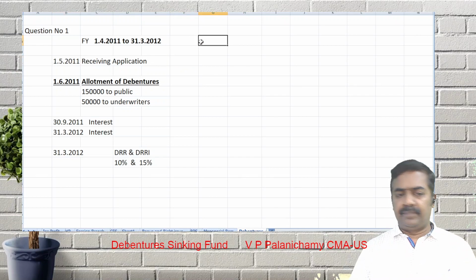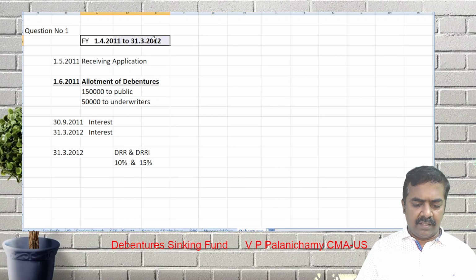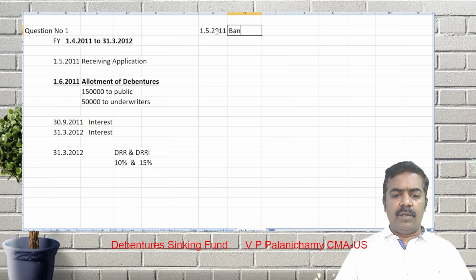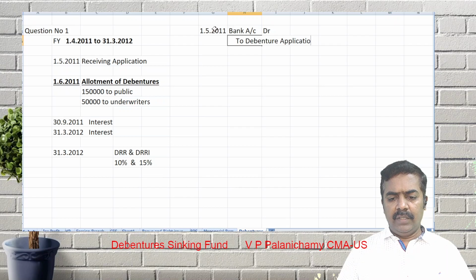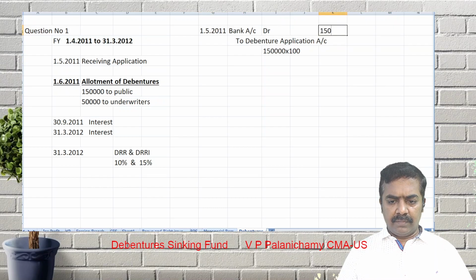Okay, start. This order need not be written in the exam. This is only for your understanding, the order of journal entries. Wait, listen. On 1/5/2011, this question you have to understand. What is the entry you will pass? Bank account debit to debenture application account. How much debenture application would have come? 1,50,000 into 100 will come to 1 crore 50 lakhs.